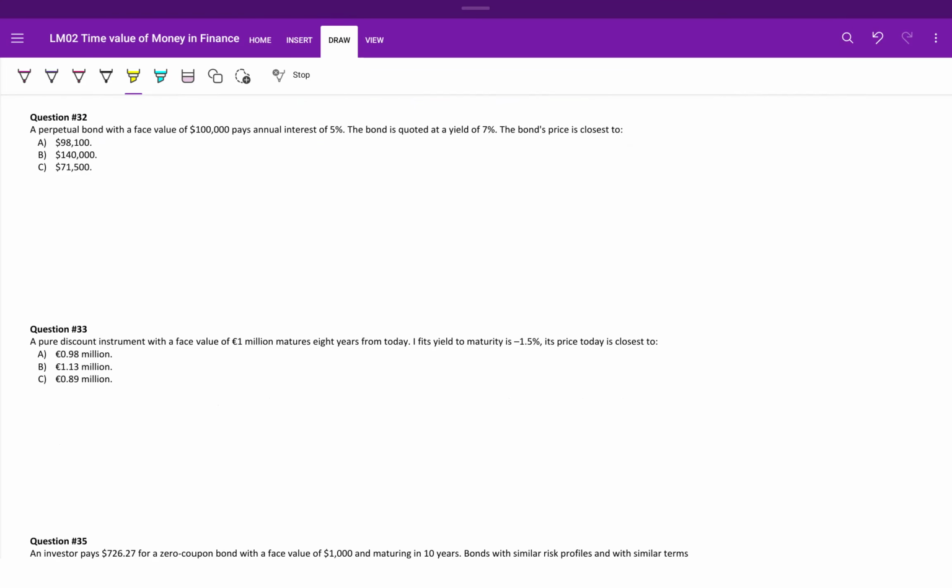Question number 32. A perpetual bond with a face value of 100,000 pays annual interest of 5%. The bond is quoted at a yield of 7%. Face value is this 100,000, so this is the future value. Annual interest is PMT, not I/Y, my bad. The bond's yield is quoted as I/Y. Annual interest, okay, so this was correct. This is PMT, and this is I/Y.